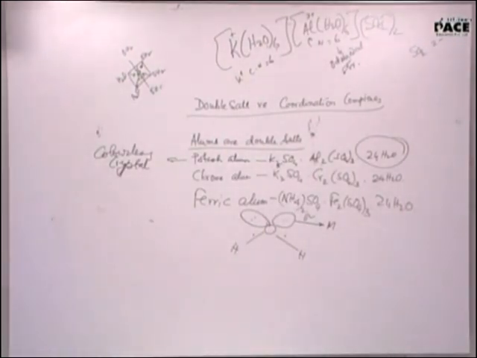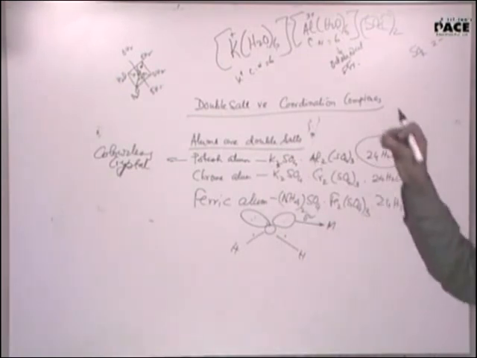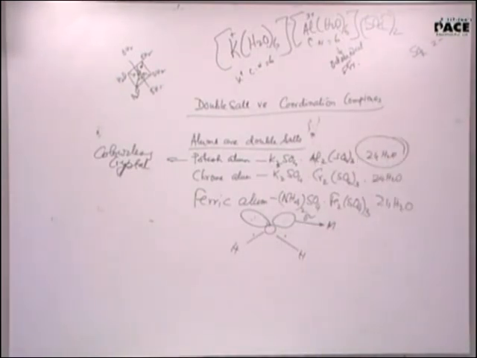So each water molecule is acting as a Lewis base, an electron pair donor, and occupies the corners of an octahedron. And that is why it has an octahedral structure.